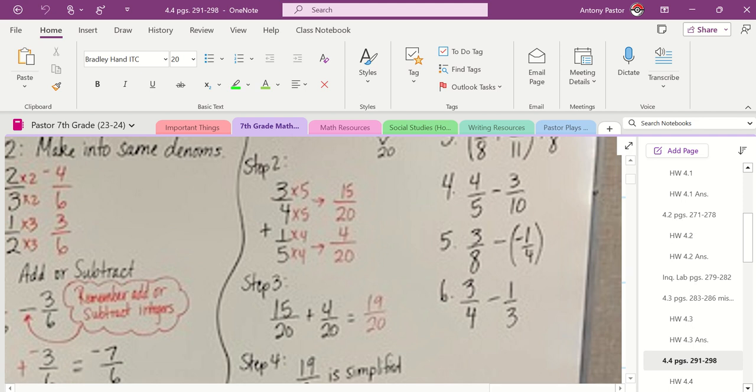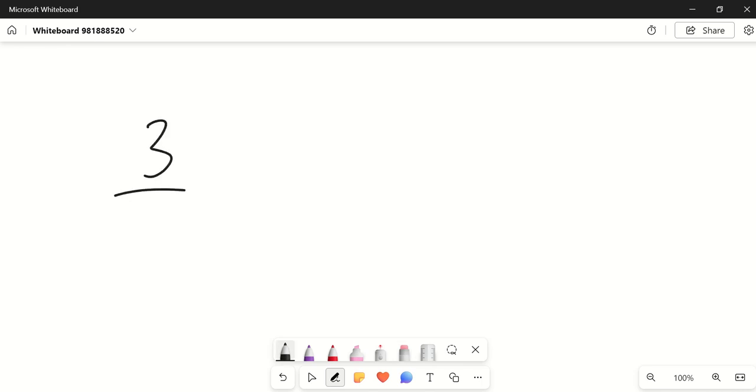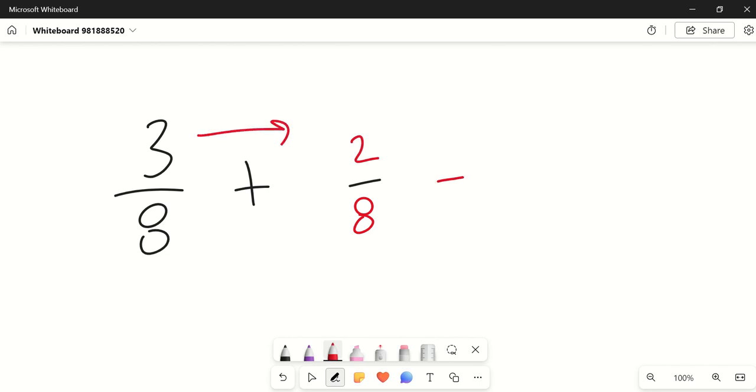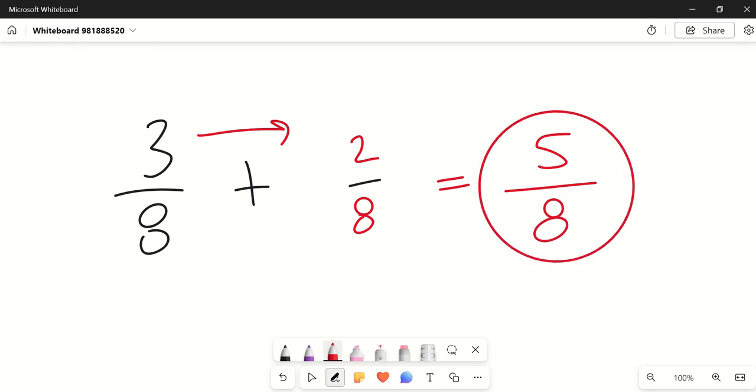Where are we? We're at number 5. 3/8 minus -1/4. Right off the bat, we're going to change this into plus, because when we're subtracting a negative, we're going to add. So it's 3/8 plus 1/4. I'm going to change the denominator to become 8 by multiplying it by 2. This will also become 1 times 2, which is 2. 3 plus 2 equals 5. Denominator is 8. Correct answer is 5/8 because it's already simplified.